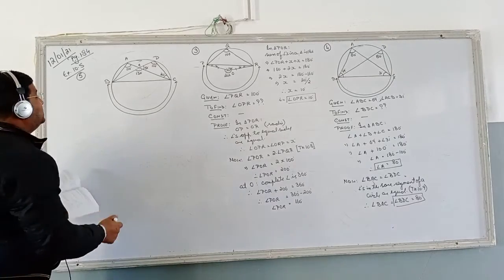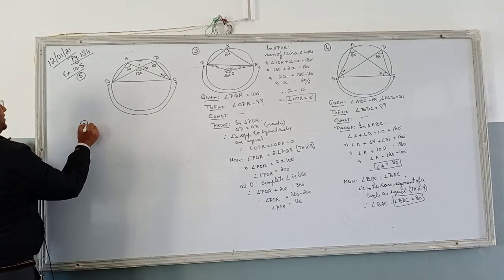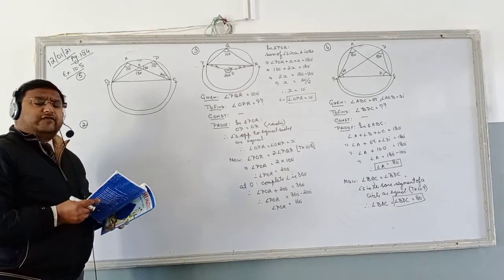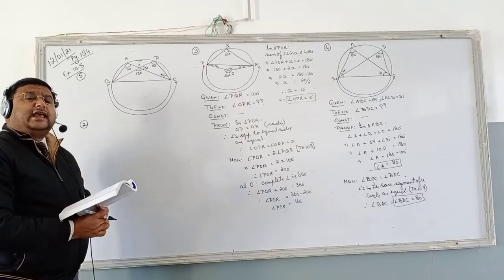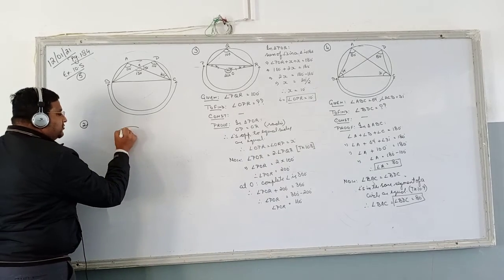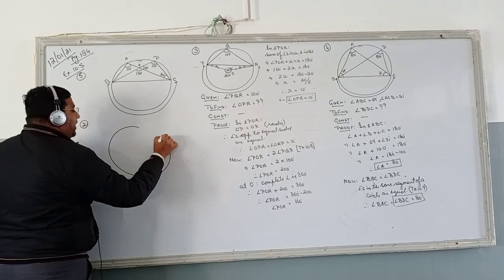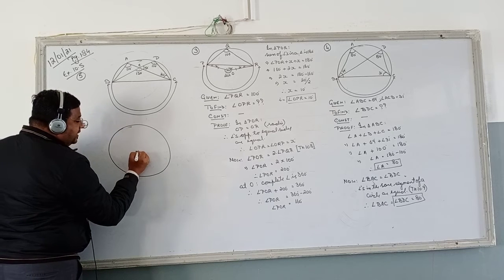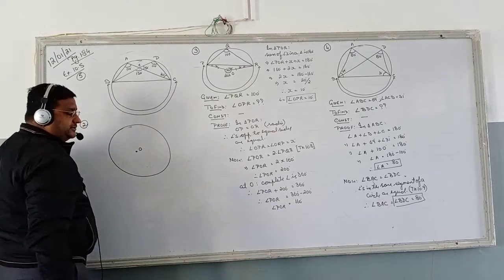Take a look at question number 2. Again you can do it, but the figure is not given to you in this question. What does it say? A chord of a circle is equal to the radius of the circle. The figure is not given, you have to draw it. I am drawing it for you. You can copy it later on.